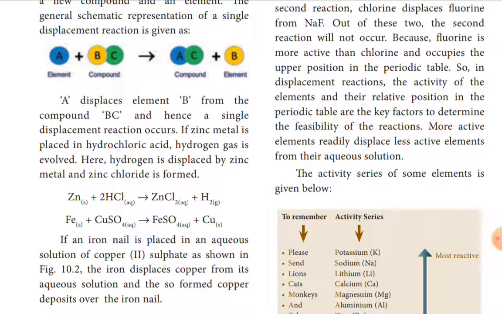So when iron reacts with copper sulfate, iron is more reactive than copper. So iron displaces copper from copper sulfate. Copper is separated, and in the place of copper, iron combines with the sulfate to give iron sulfate, ferrous sulfate, an aqueous solution of ferrous sulfate.